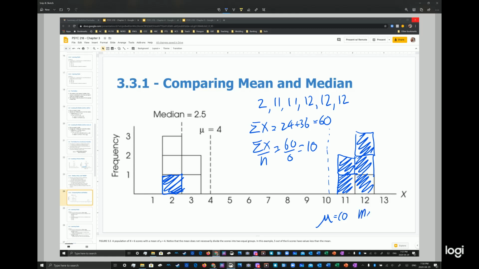And the median here would be 11.5. Again, assuming that it's a discrete variable. So here you have a case where there's only one score below the mean, and that's 2. This guy. And then we got 5 scores here, 5 blocks with 11, 11, 12, 12, 12. That is above the mean. So it is possible.